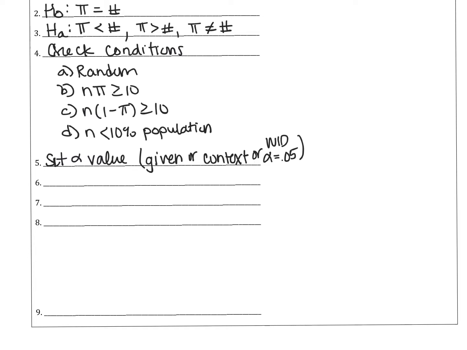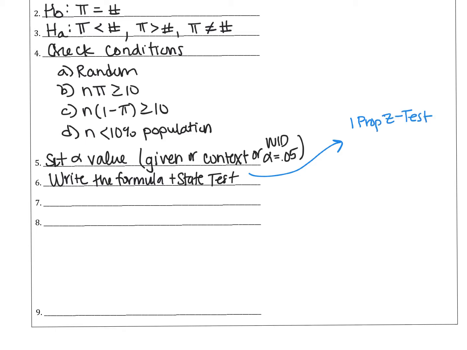Step 6, we always need to write the formula and state the name of the test. For us, this is going to be, as said before, a one proportion z-test, and the formula is that of a z-score for categorical data, p minus pi over the square root of pi times 1 minus pi over n.